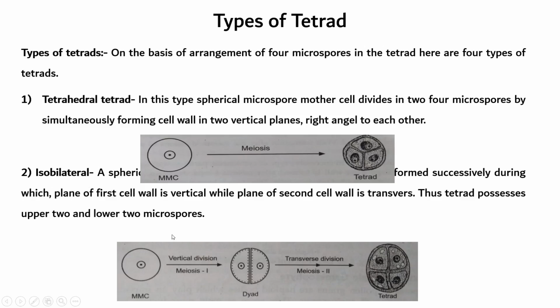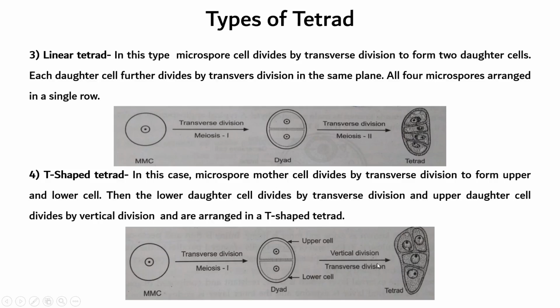In isobilateral, a spherical macrospore mother cell divides successively, during which the plane of the first division is vertical. Now see in the diagram, this is the pollen mother cell. It becomes divided and a vertical cross wall is developed. This is called dyad. Again these cells become divided in meiosis second and the cross wall becomes transverse. Finally you will get the tetrad stage.